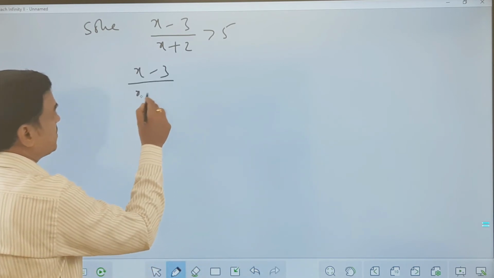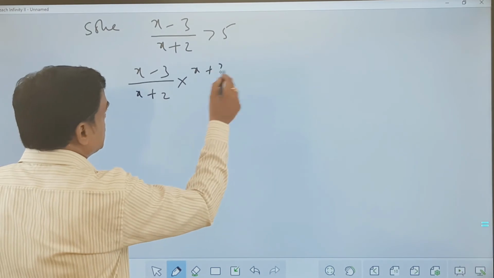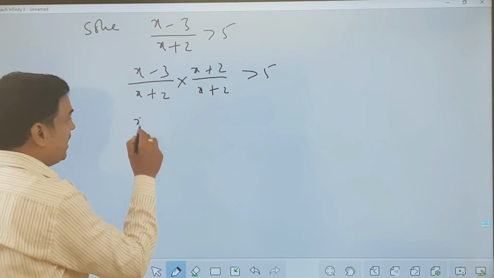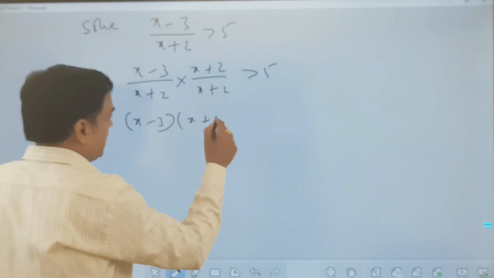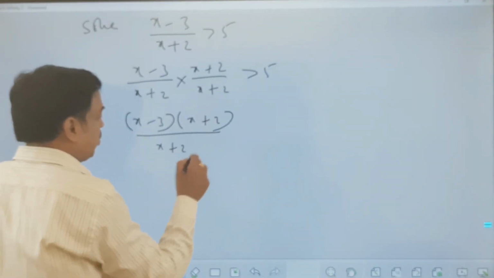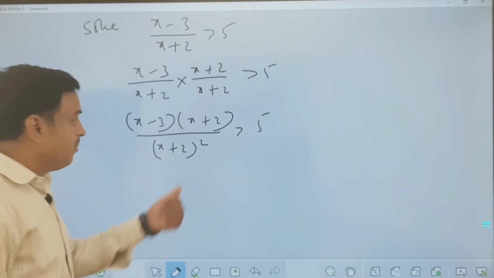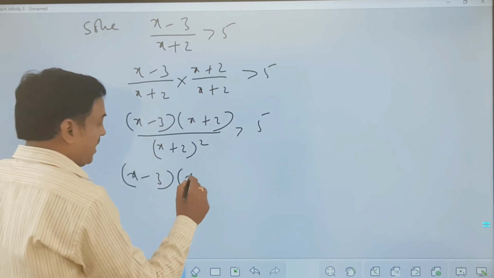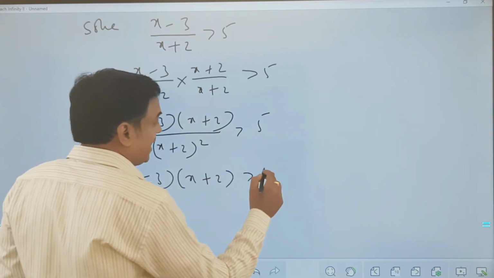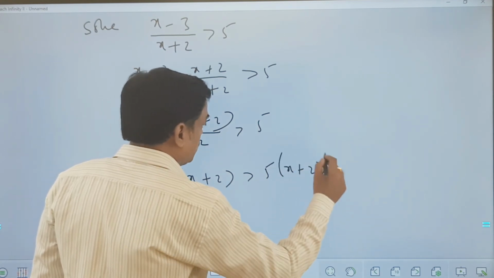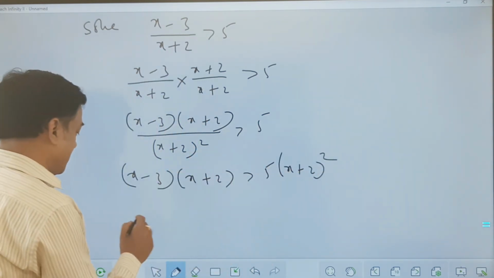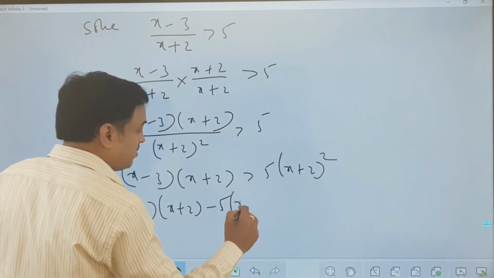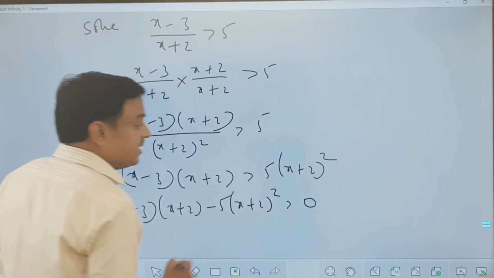x minus 3 upon x plus 2 into x plus 2 upon x plus 2 greater than 5. Now the numerator will be x minus 3 into x plus 2. In the denominator I will get x plus 2 whole square greater than 5. Now because of the perfect square it is positive, so cross multiply. x minus 3 into x plus 2 greater than 5 times x plus 2 whole square. Now send that part to this side: x minus 3 into x plus 2 minus 5 times x plus 2 whole square greater than 0.